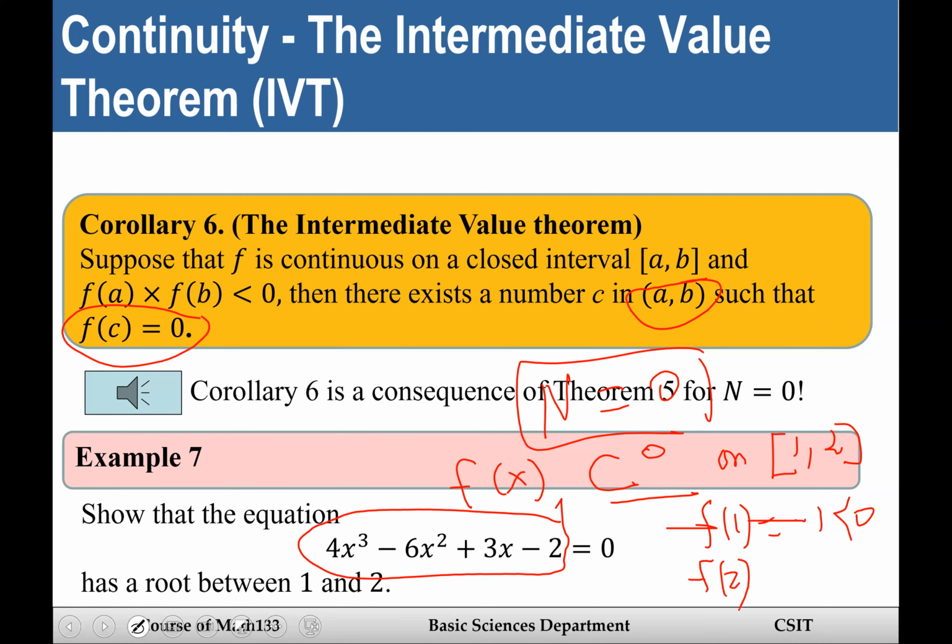And f of 2, we can compute this. It's something positive. Let's say 32 minus 24 plus 6 and minus 2. So clearly here it's a positive number. Okay, so we can apply the IVT, and we certainly have at least one root between 1 and 2. There exists c such that f of c is equal to 0. That's the IVT. That means the root of f.